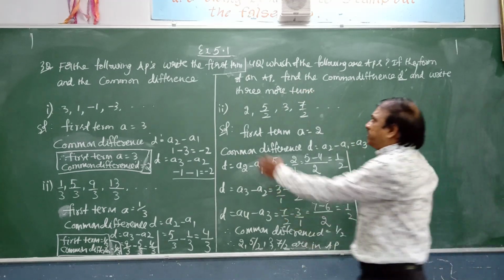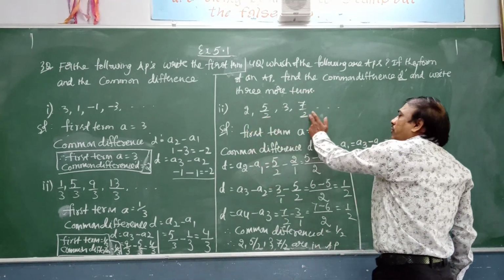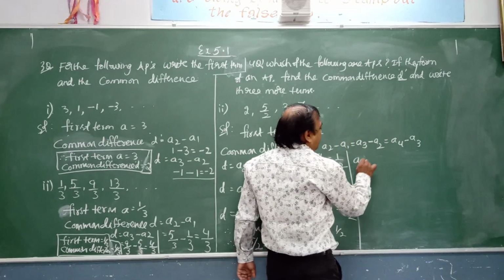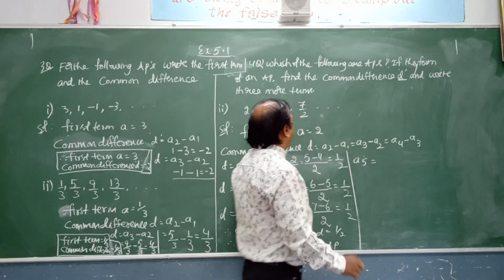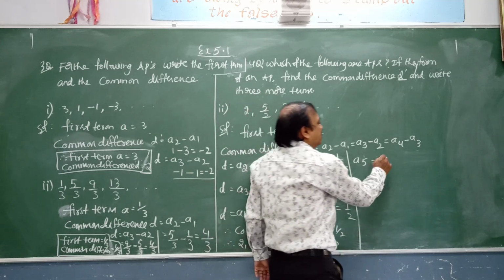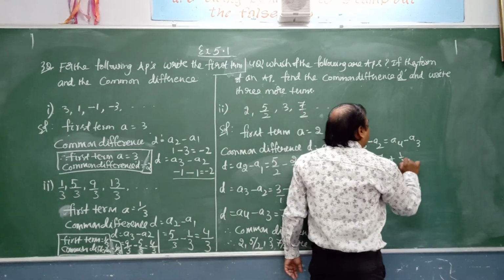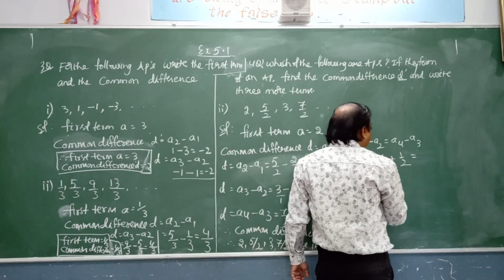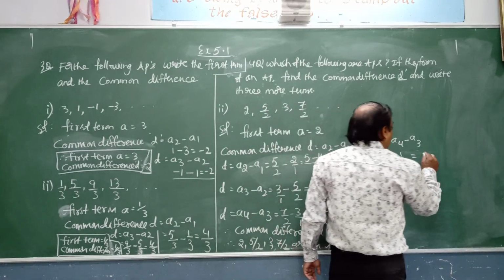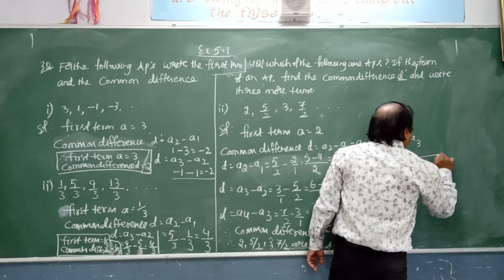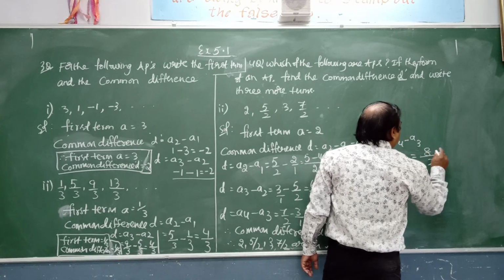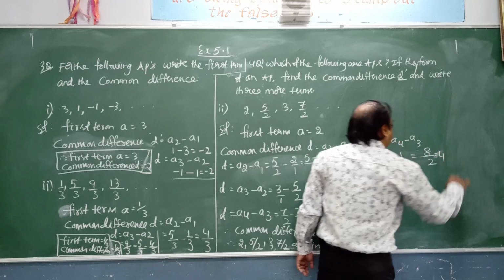So 3 more terms means you are already given first, second, third, fourth. We are going to find the fifth term, that is a5 is equal to, what is a4? 7 by 2. So 7 by 2 plus 1 by 2, the common difference. So we are adding 7 by 2 plus 1 by 2, LCM is same. So 7 plus 1 is 8 by 2, which you can write as 4.